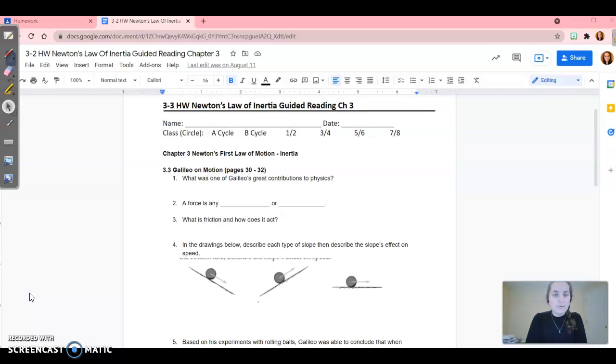So number 2, a force is any blank or blank. So push or pull. So remember that little kindergartner to describe forces. We're going to push them or pull their arm, right? So a force is a push or a pull.